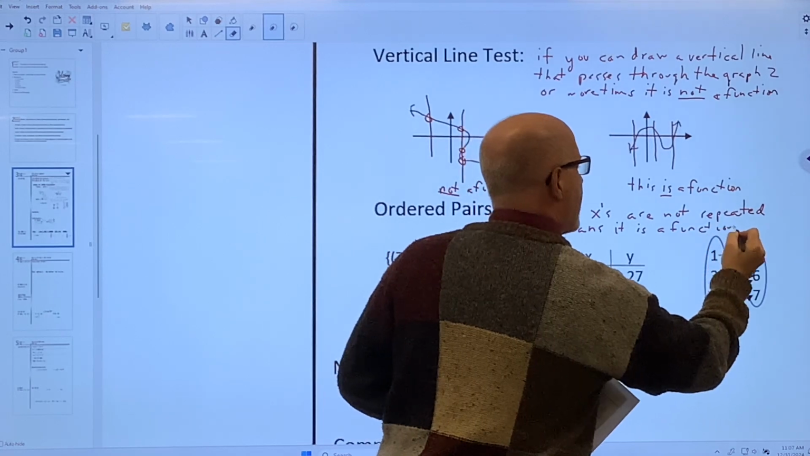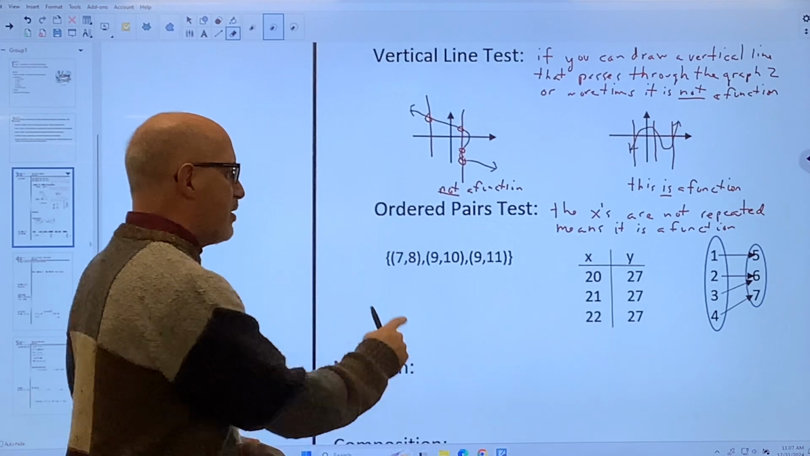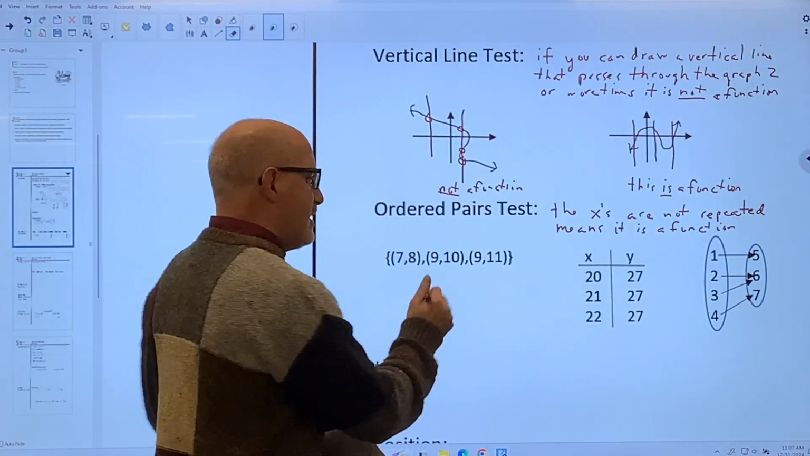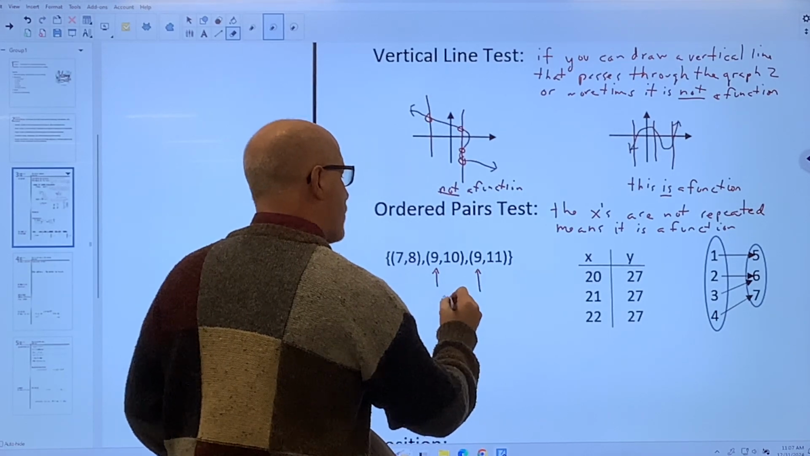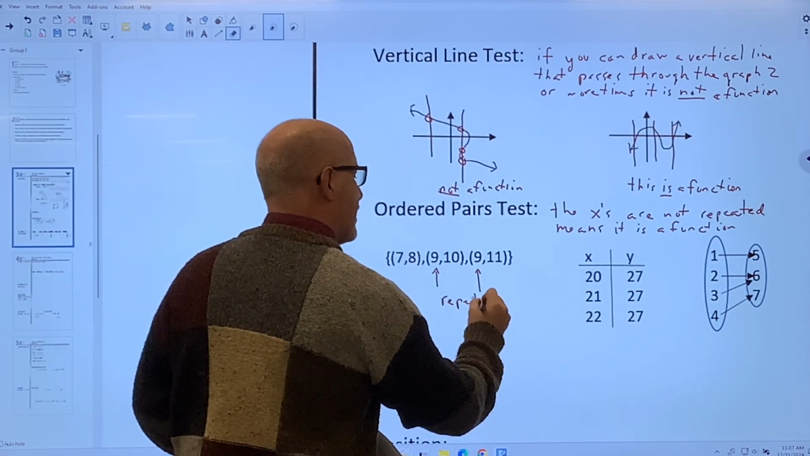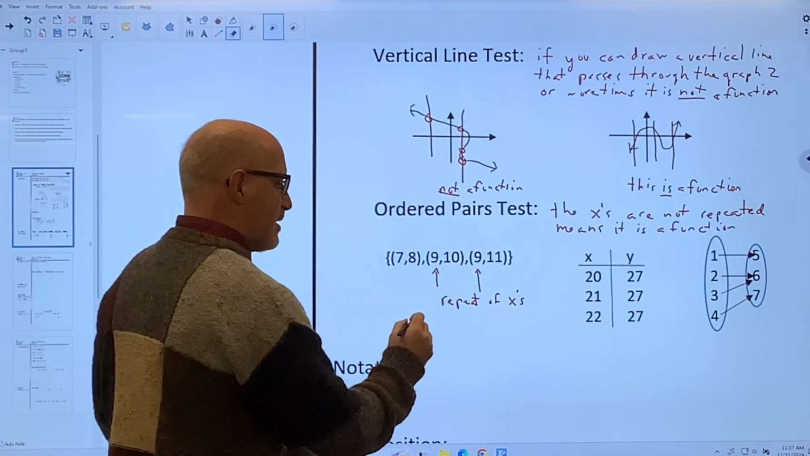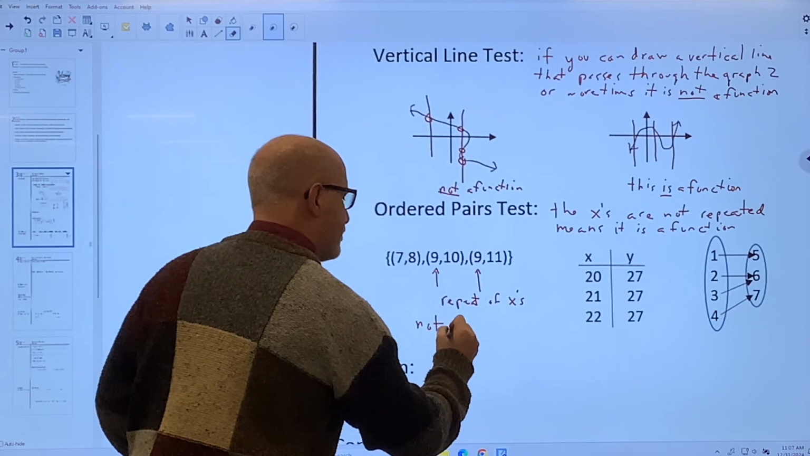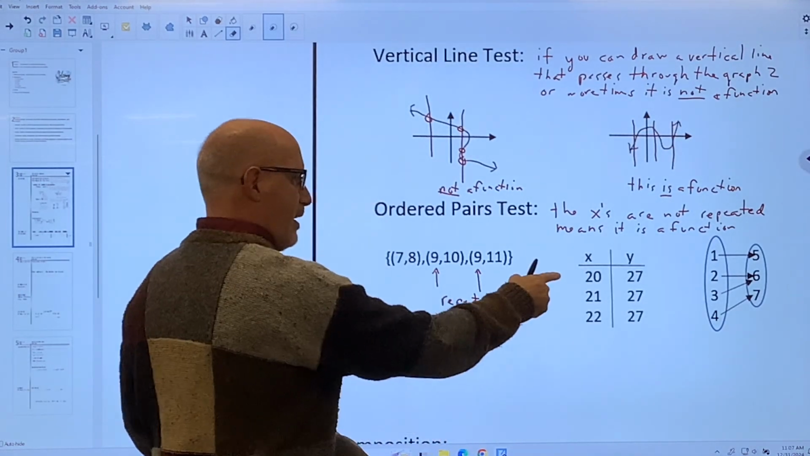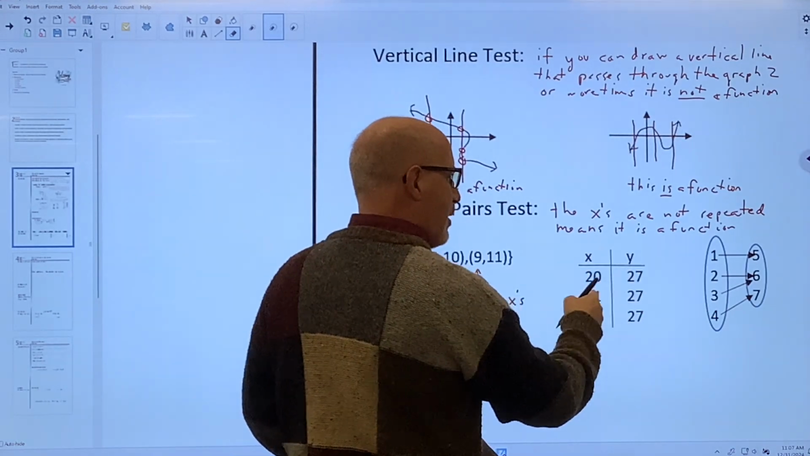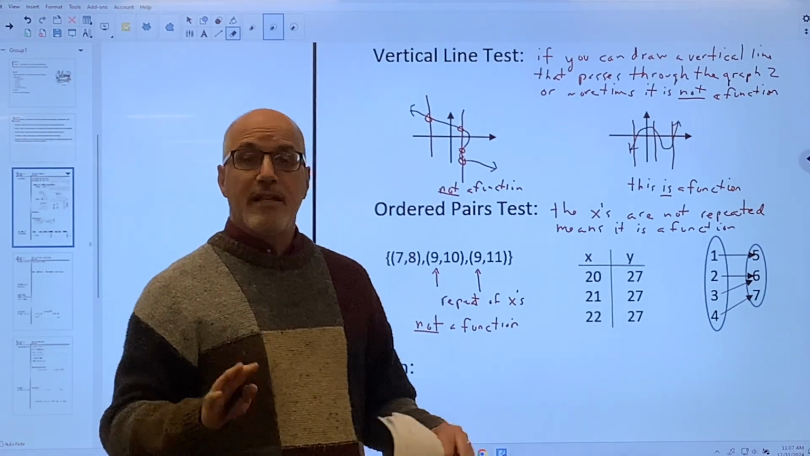So in this ordered pair, that would mean the inputs are not repeated to pair with a different output. Here, notice that these 9s are the inputs. So this 9 here is a repeat of the x's. When there's a repeat of the x's, it's not a function. Now this one, this x is paired with that y, this x is paired with that y, this x is paired with this y. The y's are repeated, that's okay.